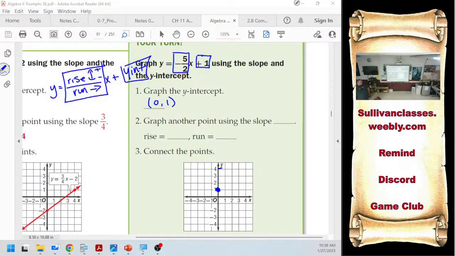Graph another point using the slope. The slope is -5/2. So is this a positive or negative number? So am I headed up or down? But make sure that you still say to the right. My rise will be down 5. My run will be right 2. I know it says rise is down 5, and that sounds weird, but rise just means up or down.